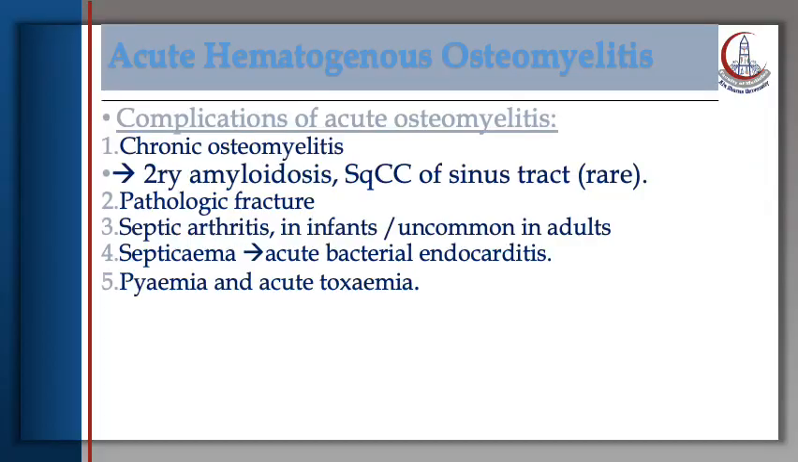Complications of acute hematogenous osteomyelitis. First of all is the chronic osteomyelitis, leading to all known complications, including amyloidosis and squamous cell carcinoma. It may lead also to pathological fracture, septic arthritis, septicemia, and pyemia.